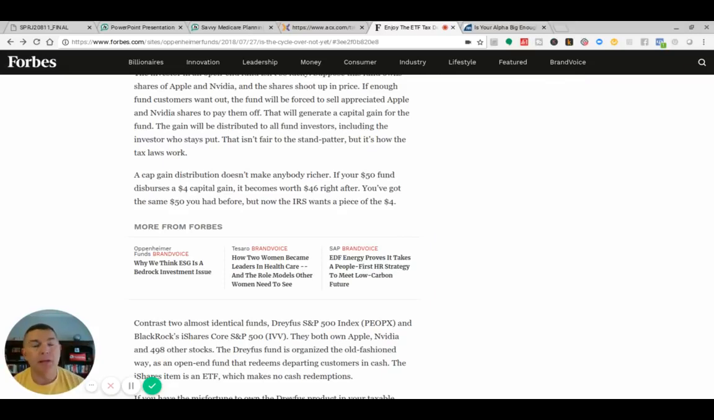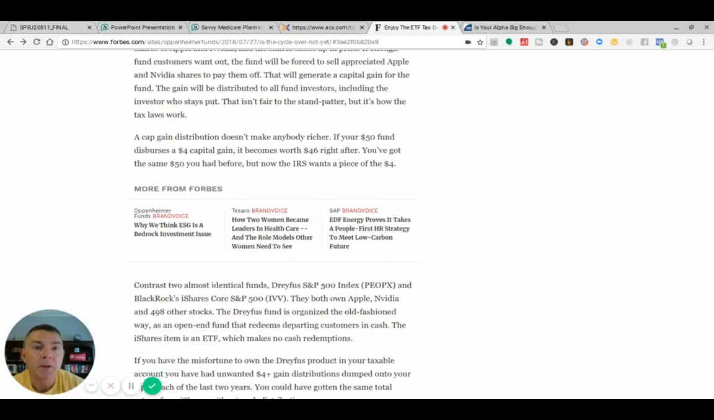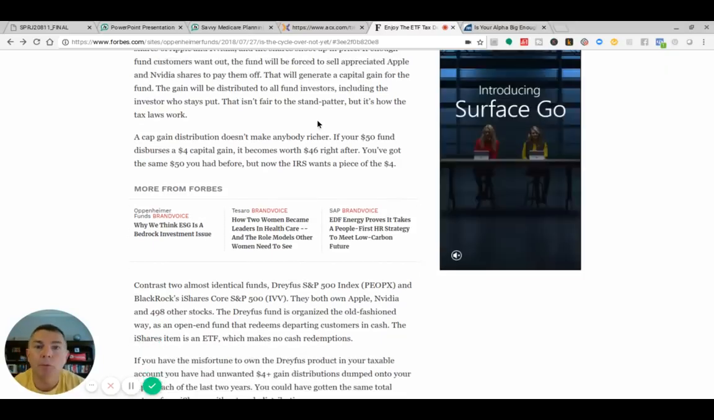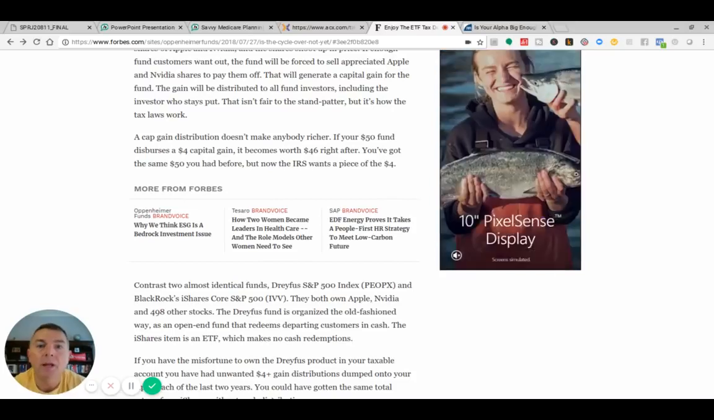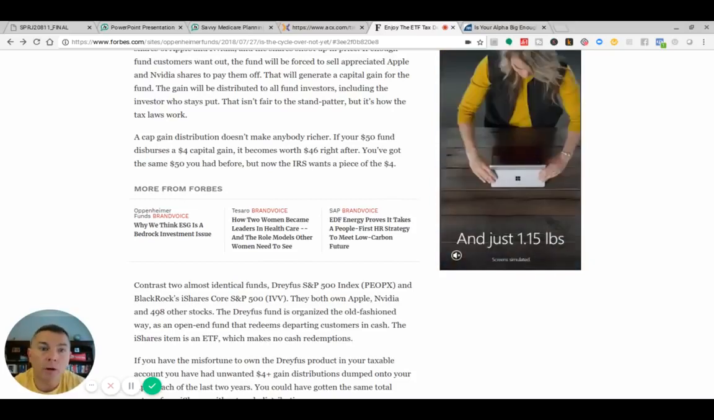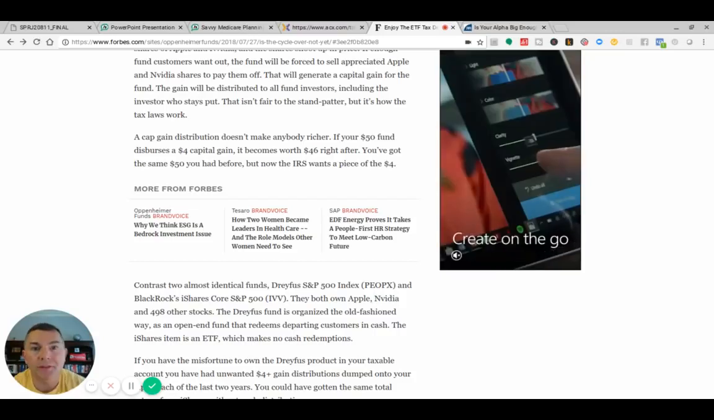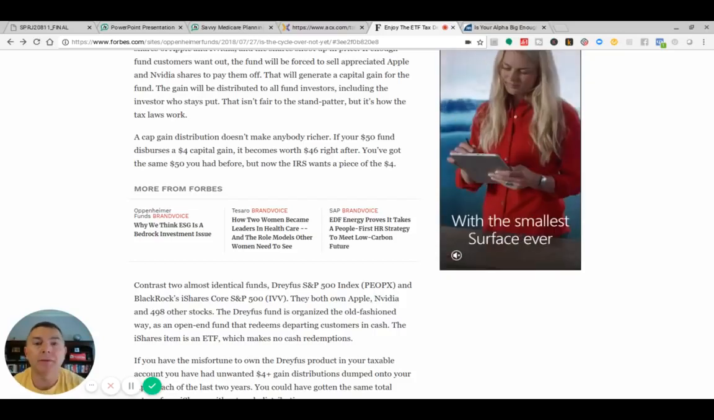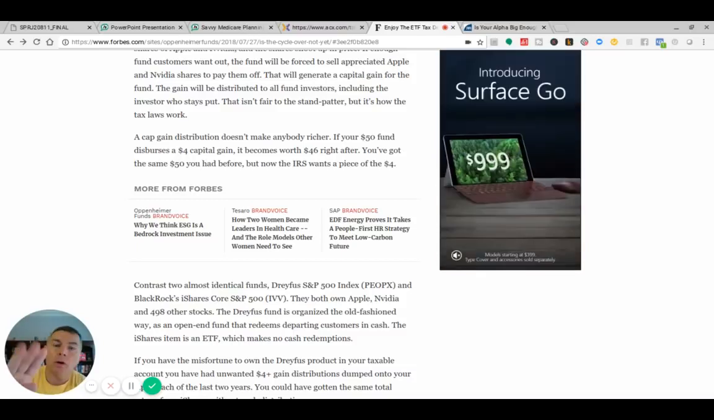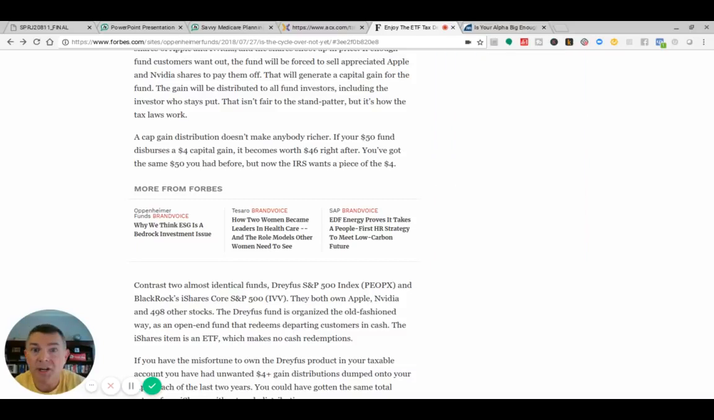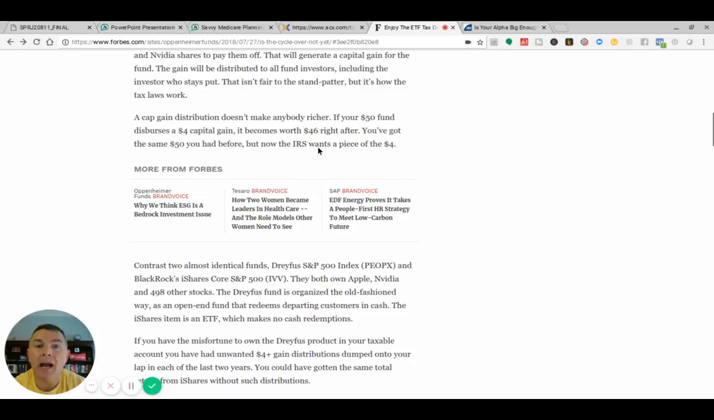That's a huge negative about mutual funds. You hold the wet bag as a long-term investor, you're paying more capital gains than someone who's buying and selling, getting in and out. It's horrific, actually. A capital gain distribution doesn't make anyone richer. Cannot agree with that more. If your $50 fund disperses $4 capital gain, it becomes worth $46 right then. That's exactly what happens. You've got the same 50 you had before, $4 in capital gain and $46 in the share price, but now the IRS wants a piece of the $4.